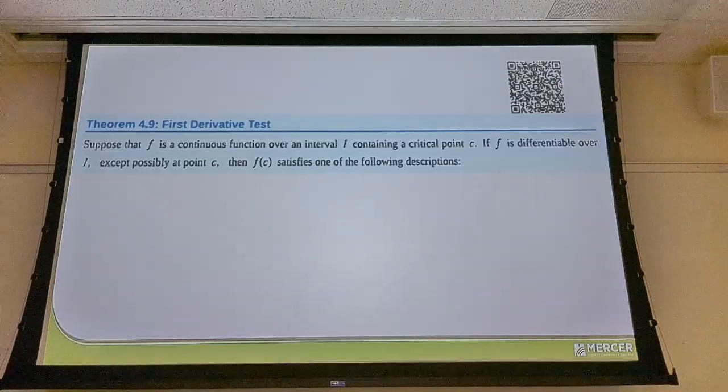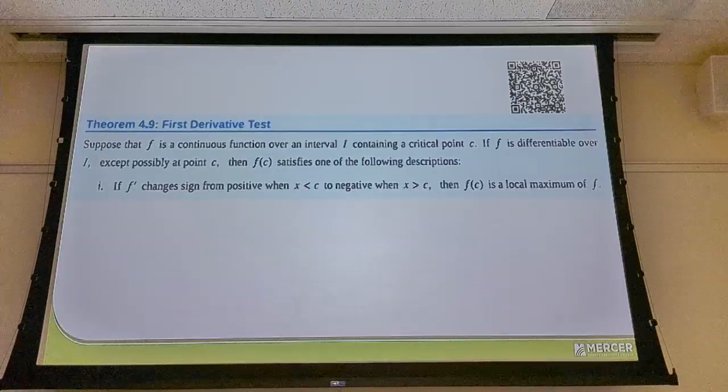So we have a continuous function f over an interval I containing a critical point C. If f is differentiable over I, except possibly at C itself, then f of C is going to satisfy one of these descriptions. If f prime changes from positive to negative at C, so it's positive to the left, negative to the right, f of C is a relative max.